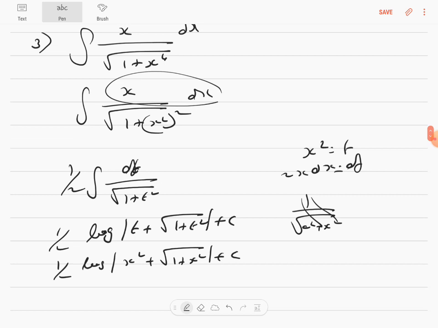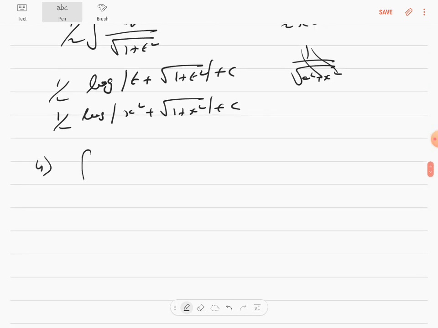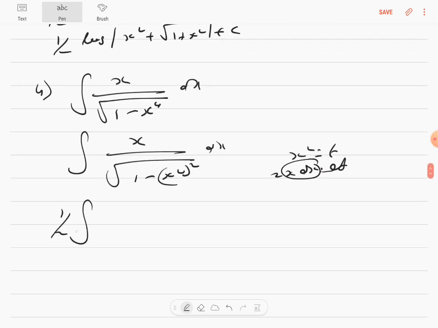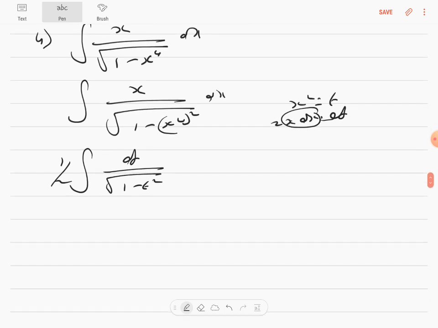Similar to this will be the fourth sum, which is x by root of 1 minus x to the power 4 dx. Same pattern, x by root of 1 minus x square the whole square into dx. So x square is t, 2x dx will become dt, and x dx will become dt by 2. So 1 by 2 into dt by root of 1 minus t square. In this case, this is 1 by root of a square minus x square, which is sine inverse of x. It's not log of mod of x plus root, it's not the log formula. So you must remember that.